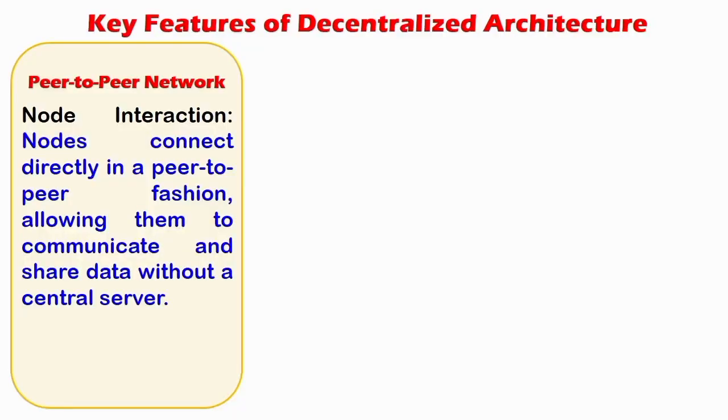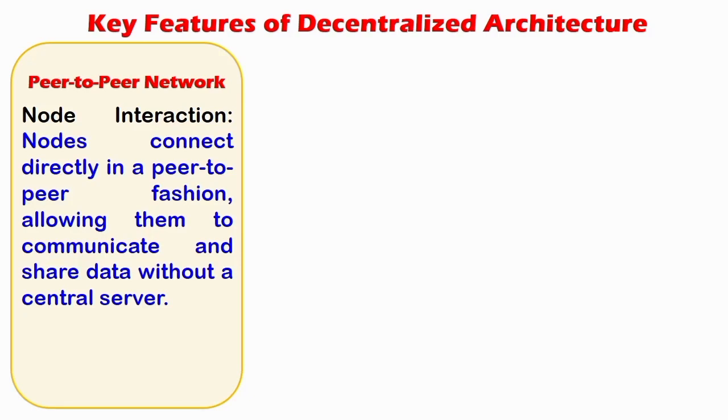What are the key features of decentralized architecture? Peer-to-peer network, node interaction. Nodes connect directly in a peer-to-peer fashion, allowing them to communicate and share data without a central server.